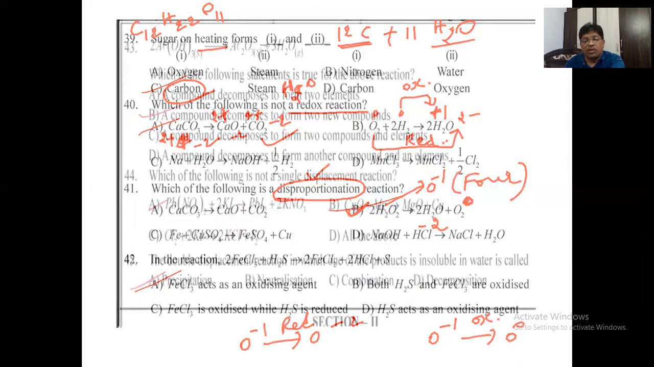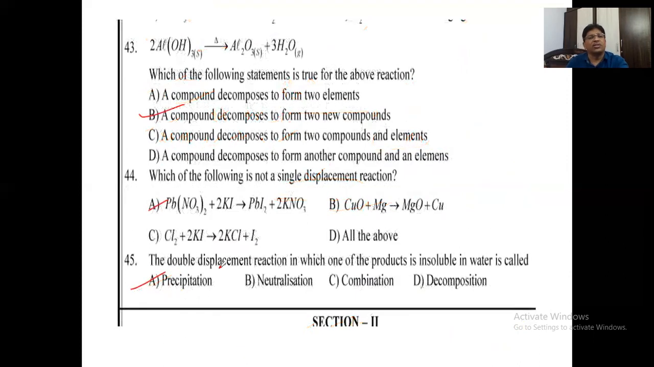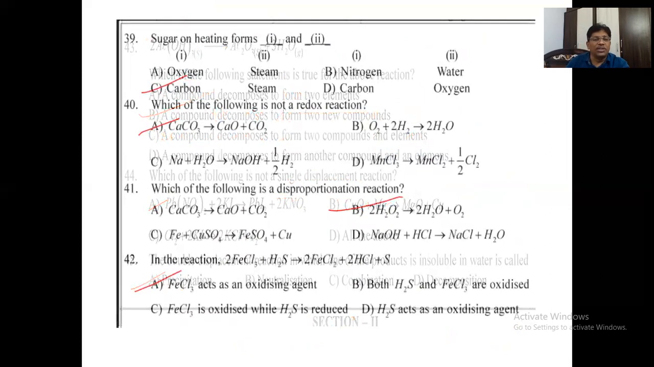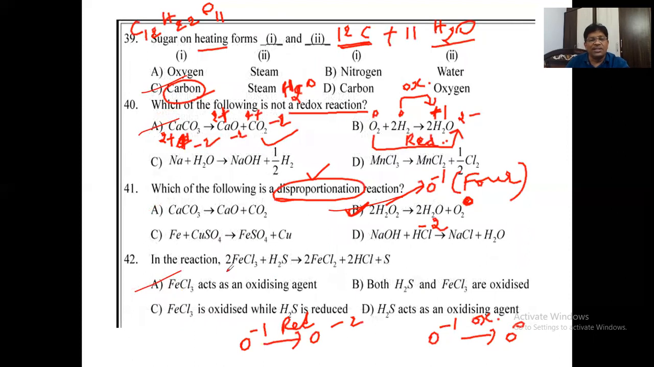Next. Question 42. In the reaction, FeCl3 plus H2S, FeCl3 gives rise to FeCl2 here, and H2S is going to sulfur. Now in H2S, S has -2, but in the sulfur atom, it is 0. -2 to 0 is an increase in the charge. Increase in the charge is called what? Oxidation.